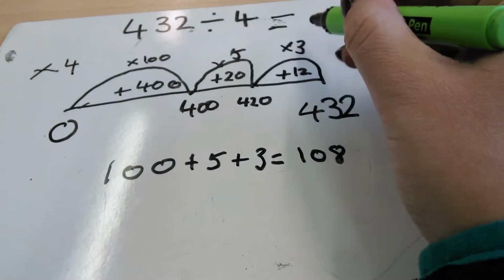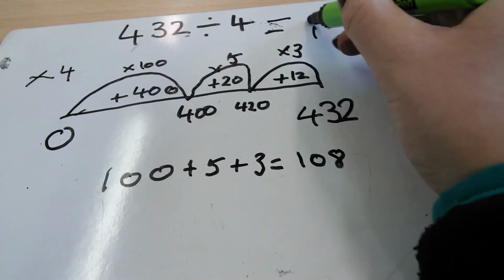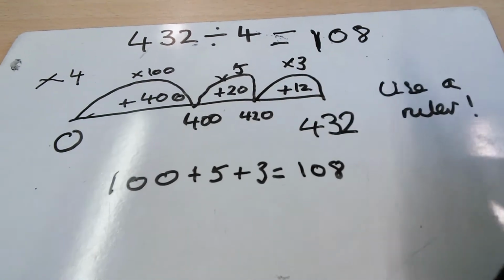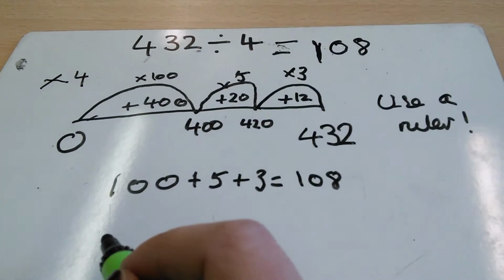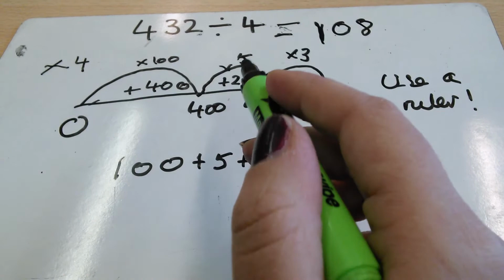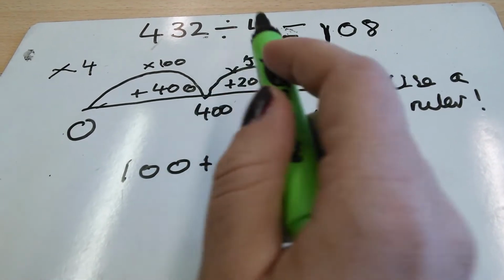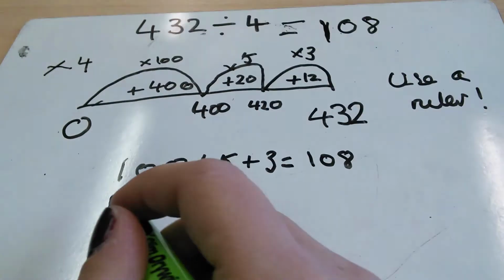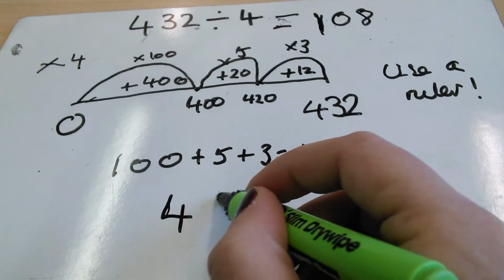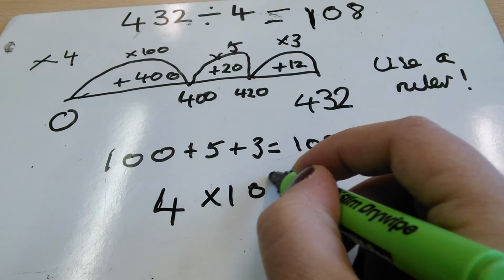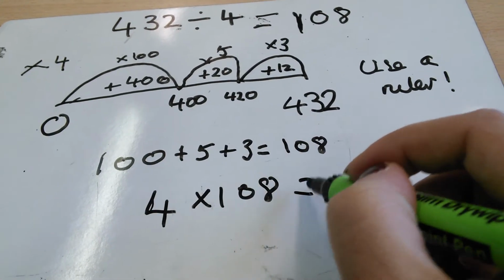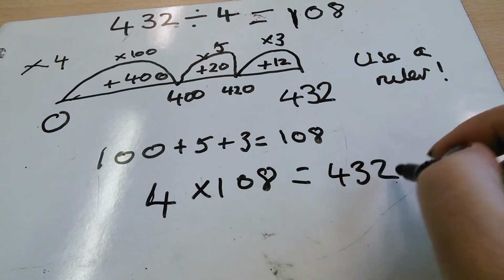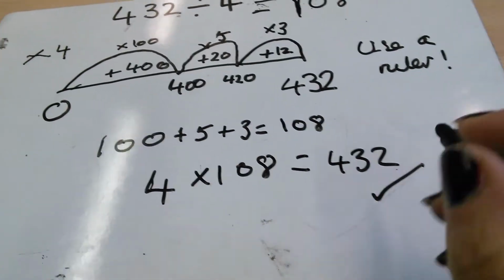Okay, so we can write that in our number sentence. 108. And to check, always, the beautiful thing about division is you can always check it with multiplication. Because if I know that 432 divided by 4 is 108, then I should know that 4 lots of 108 should be equal to the dividend again, so 432. Okay, I know that's right. I've checked it on a calculator. I'm going to give myself a big tick.